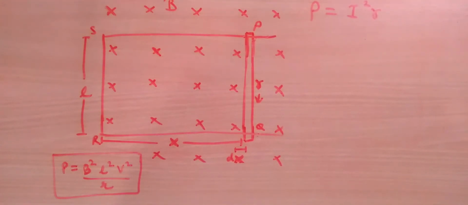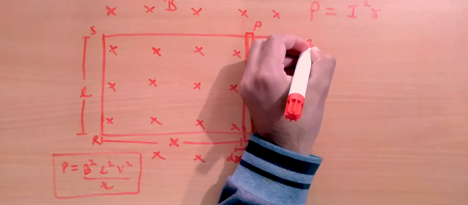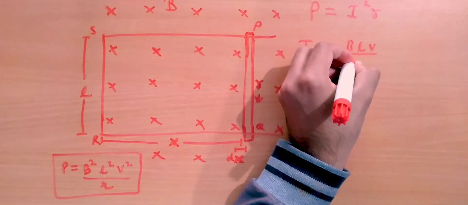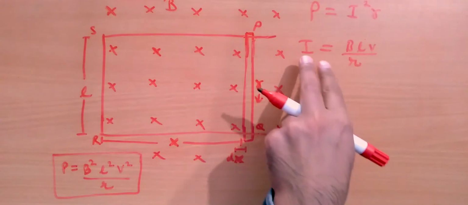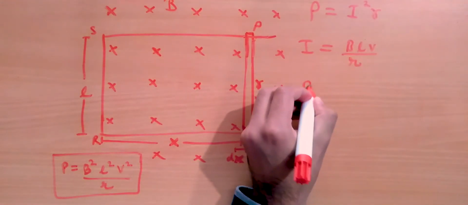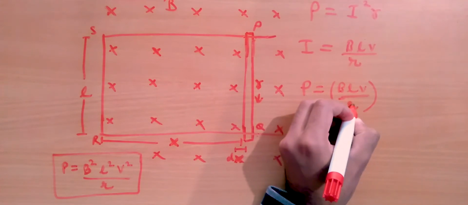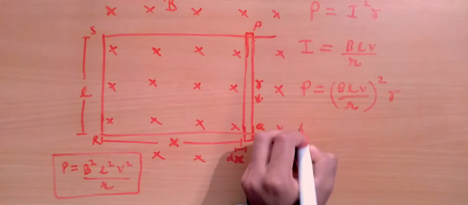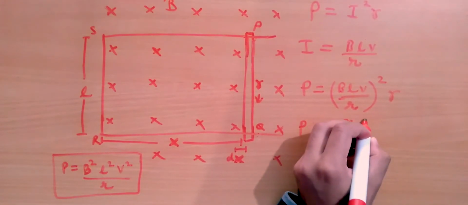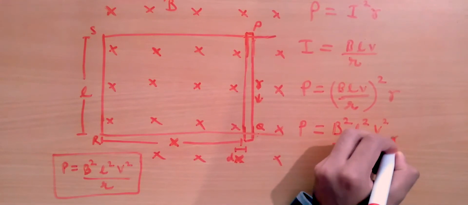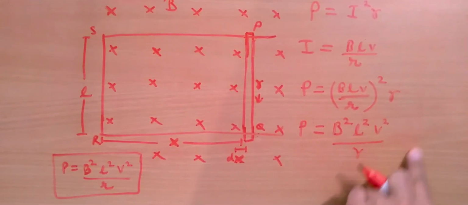Now, let me recall the expression for current. I had figured out that current would be BLV upon R. This was the expression for current that I had got. So I can put this expression for current in here and get the value for power. Power equals I square R, which means BLV upon R, this is current I, squared, times R. If I open all this up, I get P equals B square L square V square upon R square times R. I can cancel this square with this R, so I'm left with only a single R there.